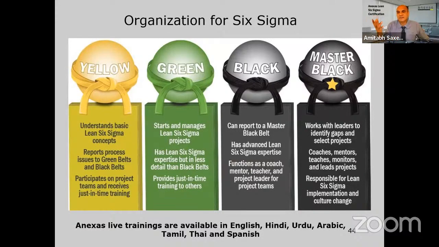And then master black belts are those people who would be able to launch Lean and Six Sigma in an organization. And typically, Lean and Six Sigma can be implemented in an organization. When you are launching Lean and Six Sigma in an organization, you have to train green belts and black belts. You have to allocate the improvement projects.